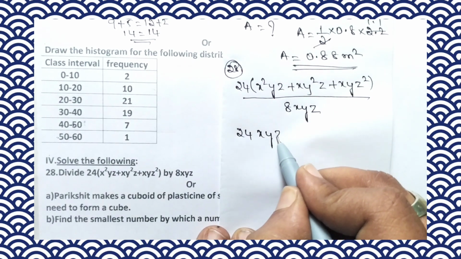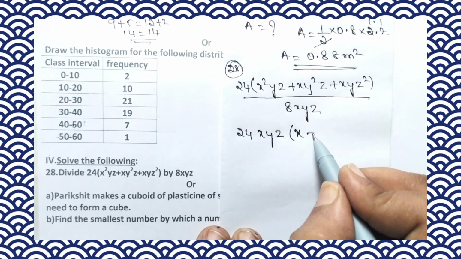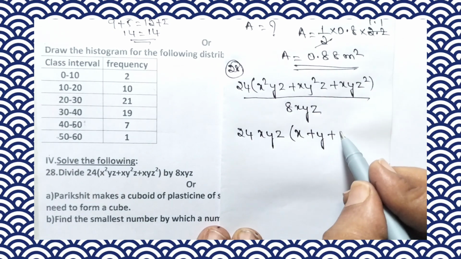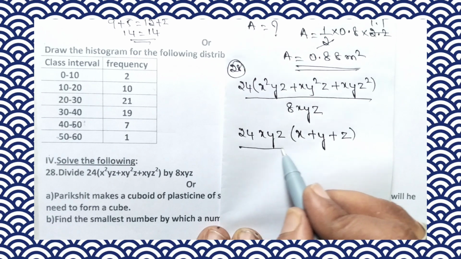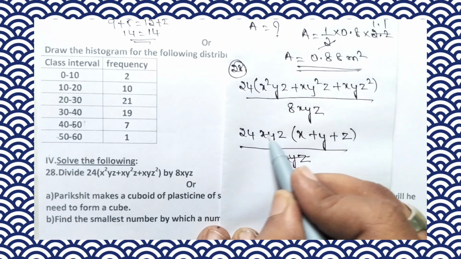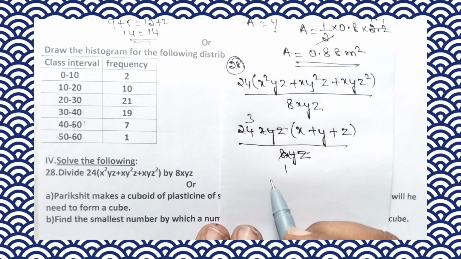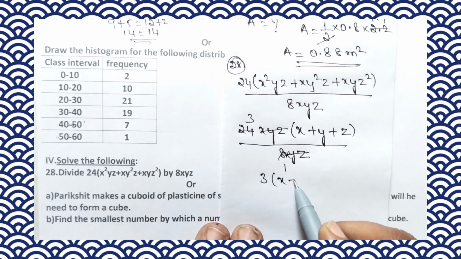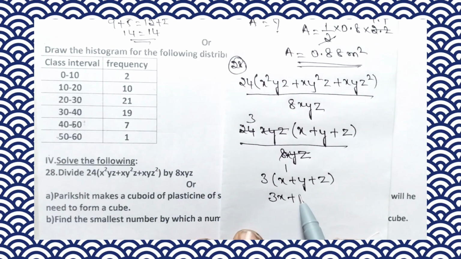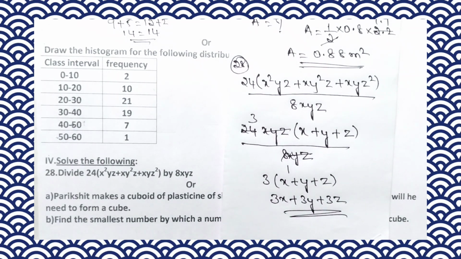You take xyz as common, then remaining, taking xyz common, x is remaining; taking xyz common, y is remaining; taking xyz common, z is remaining. So divided by 8xyz. xyz cancels. 8 ones are 8, 8 threes are 24. So what is remaining? 3 into (x plus y plus z), or you can write it as 3x plus 3y plus 3z. So this is how you have to divide it.